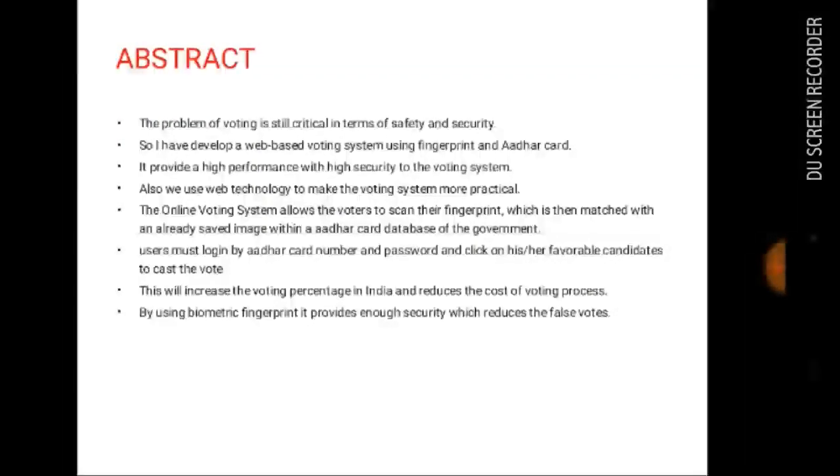The online voting system allows the voters to scan their fingerprint, which is then matched with an already saved image within the Aadhaar card database of the government. Users must log in by Aadhaar card number and password and click on their favorable candidate to cast the vote. This will increase the voting percentage in India and reduce the cost of the voting process by using biometric fingerprint. It provides enough security, which reduces false votes.